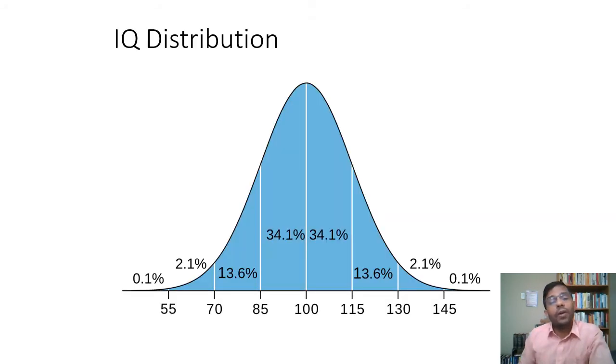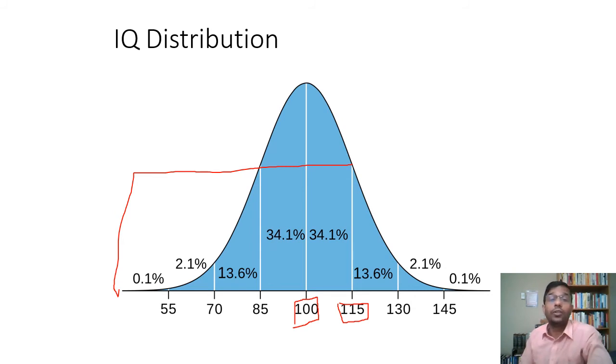So when we talk about intelligence, we talk about IQ scores, right? 100 is considered average. If you have an IQ score of 100, that is considered average. If you have a score of 115, you are more than 50 plus 34, so 84.1% of the population. Your IQ is more than 84.1% of the population.